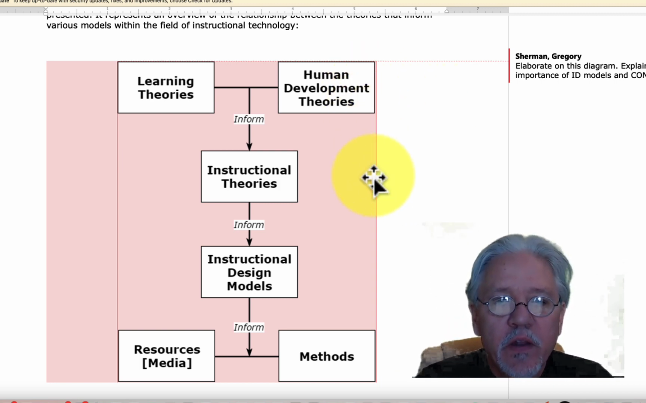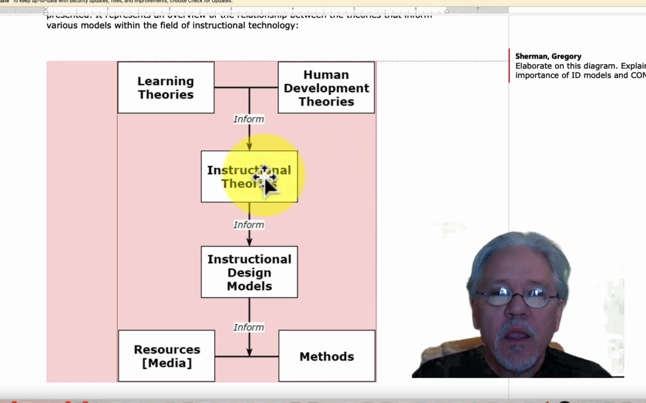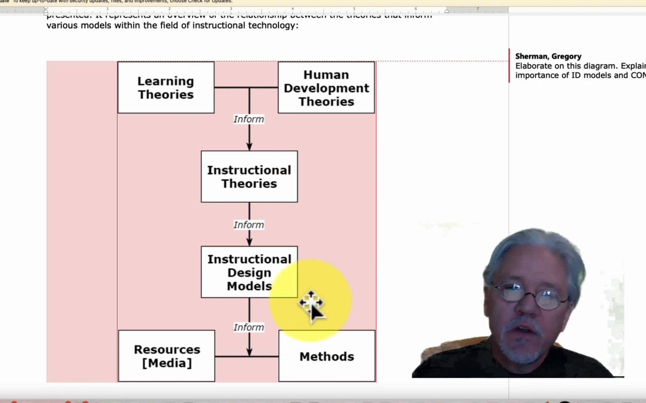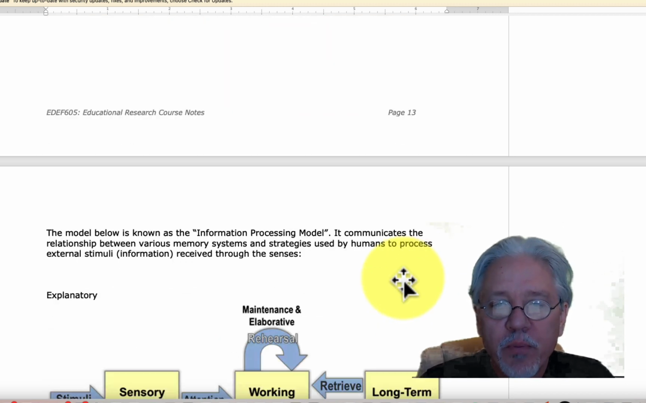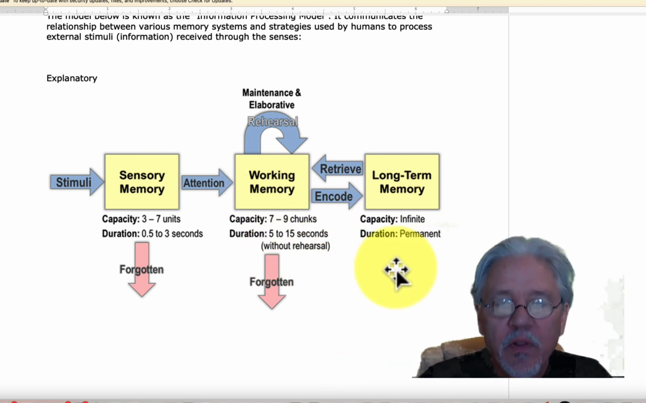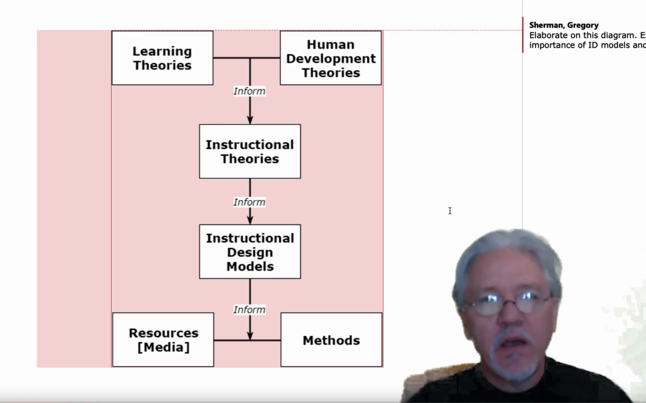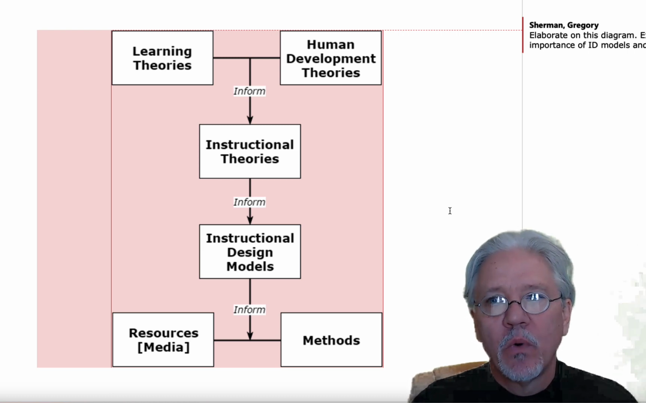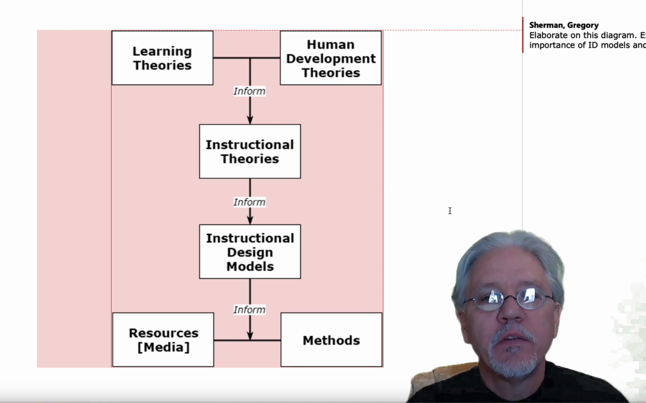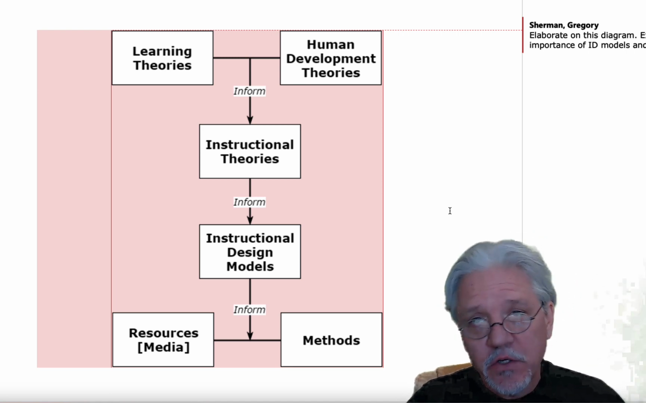theoretical areas that are used to inform theories of instruction, and it is theories of instruction that are used to inform models, the use of models. And then I present one example of a model to you. So I wanted to come back to this diagram and elaborate on it a little more with an example that goes back to what I talked about earlier regarding classroom management.